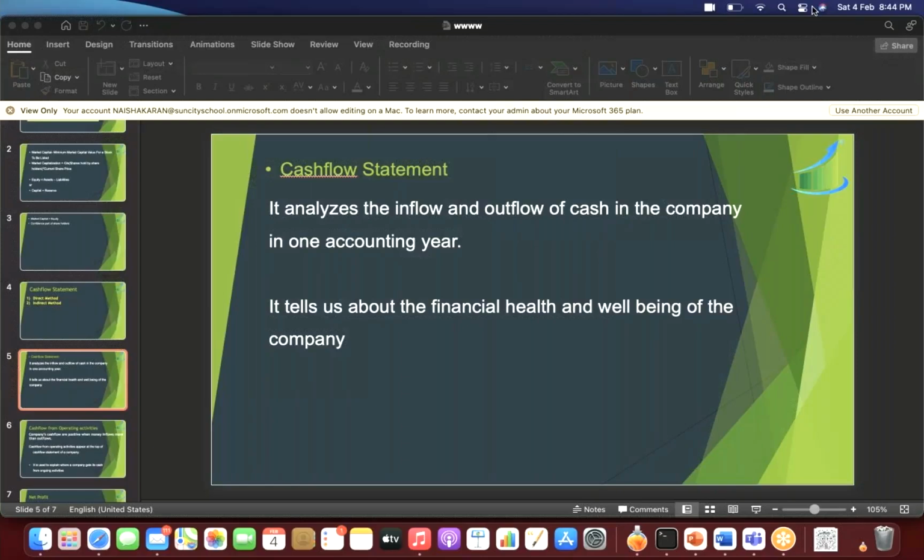So more cash in the company, it tells us about the financial health, which is if the cash is high, if it is more of inflow, it tells us that the company is good. It tells us about the well-being of a company.